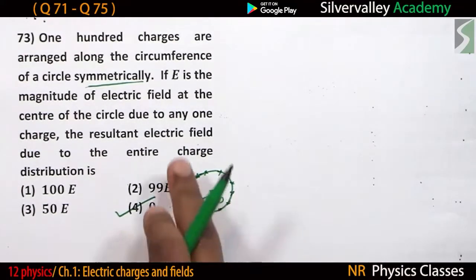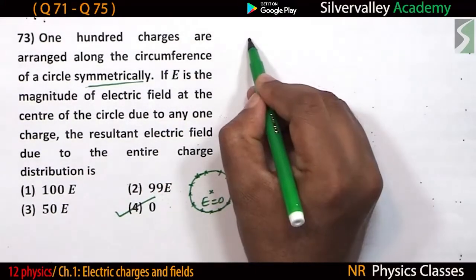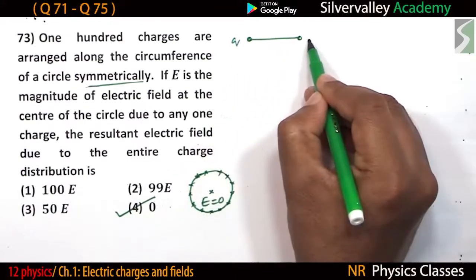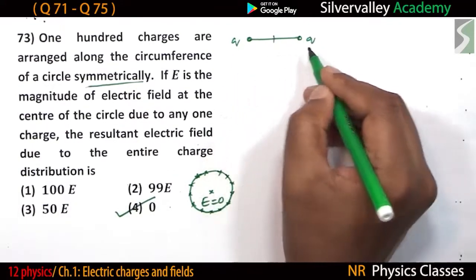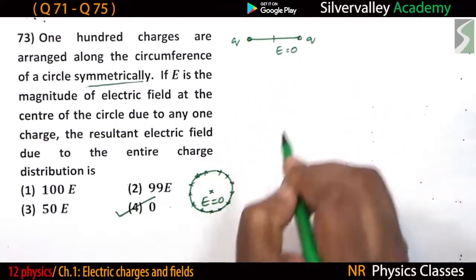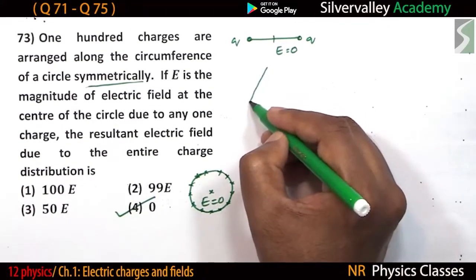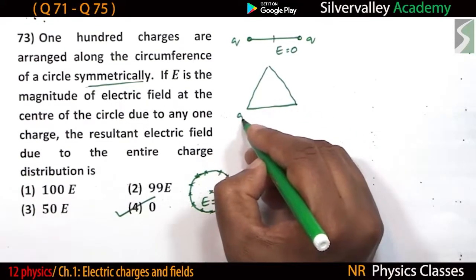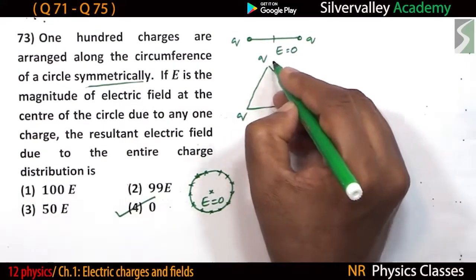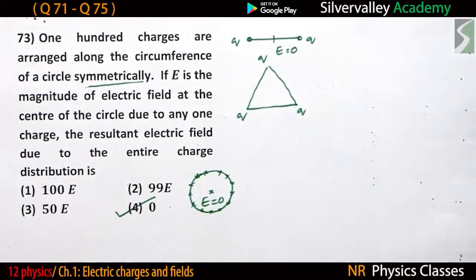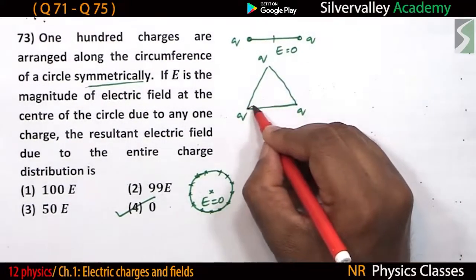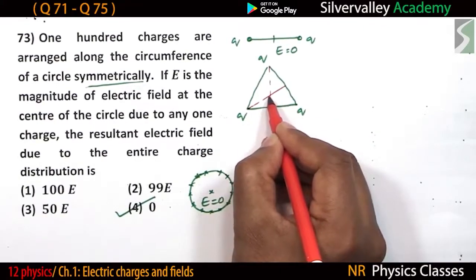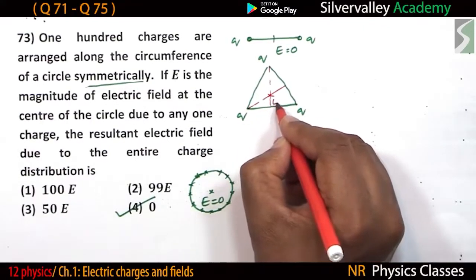Now understand this. If there are two identical charges Q and Q, then at the center the electric field is 0. If it is an equilateral triangle like this with identical charges, then at the centroid, at this point, the electric field is 0.